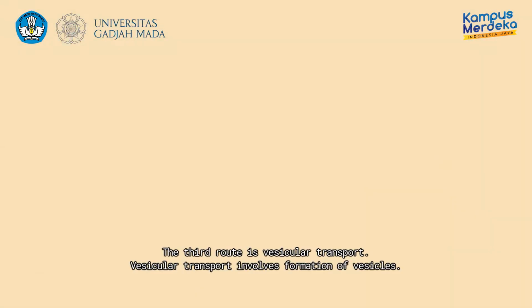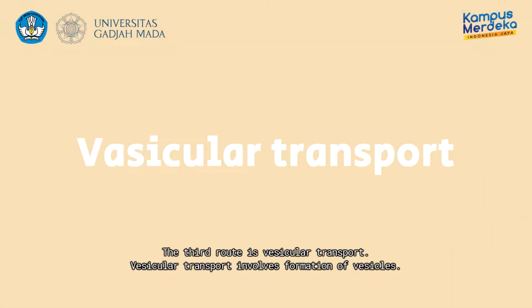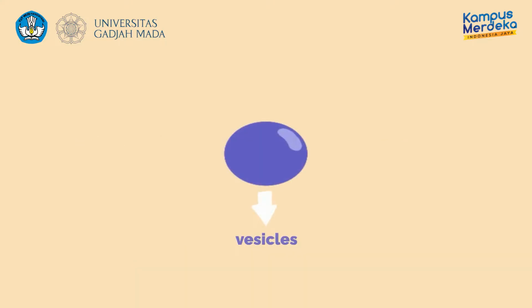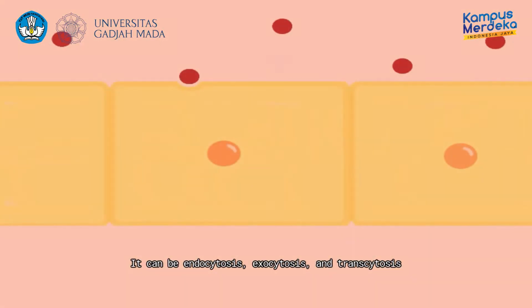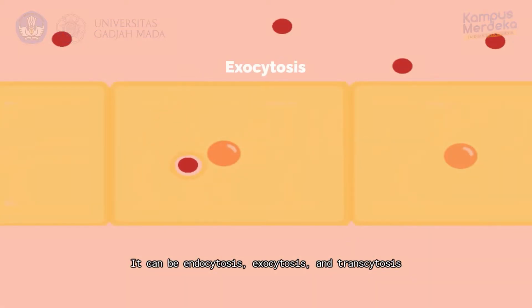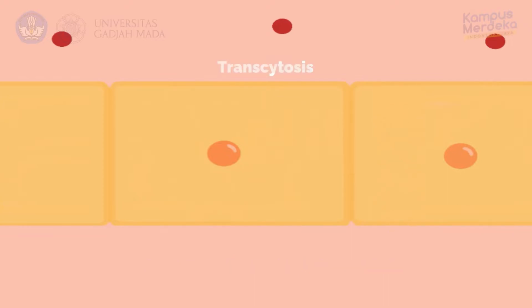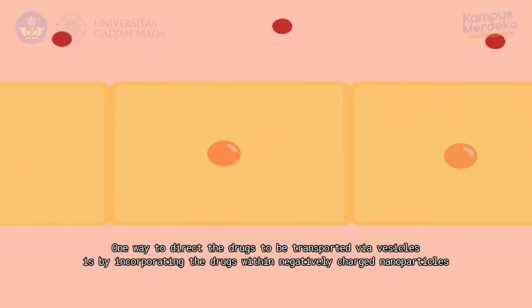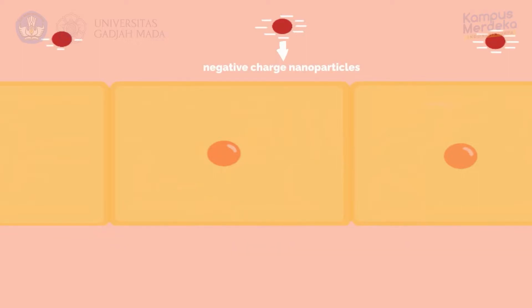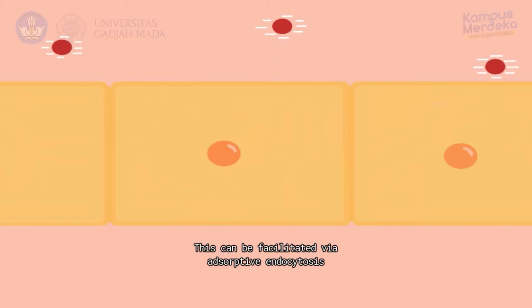The third route is vesicular transport. Vesicular transport involves the formation of vesicles. It can be endocytosis, exocytosis, and transcytosis. One way to direct the drugs to be transported via vesicles is by incorporating the drugs within negatively charged nanoparticles. This can be facilitated via adsorptive endocytosis.